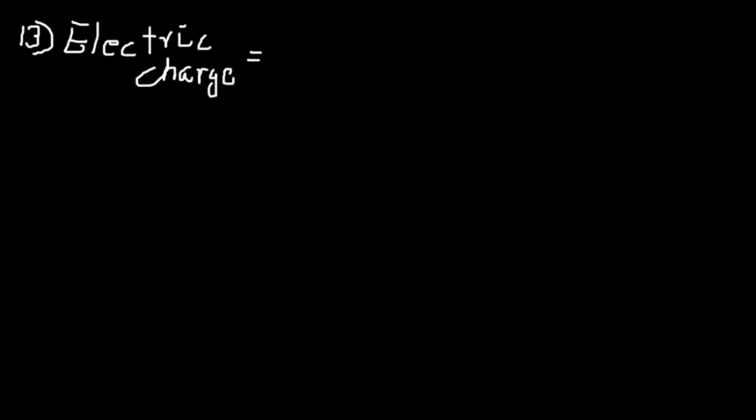The next derived physical quantity we will see is electrical charge. We know the general formula I equals Q by T. So for finding Q, we can say I times T. So electrical charge is equal to I times T.